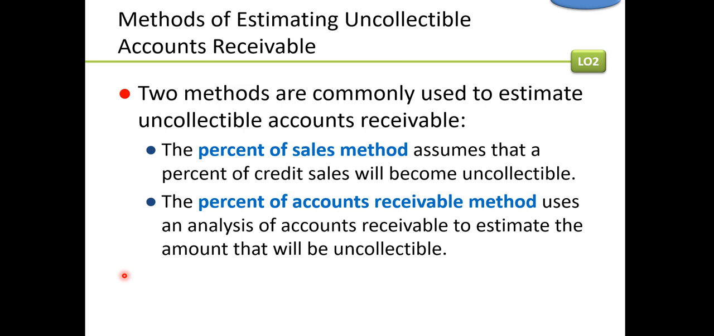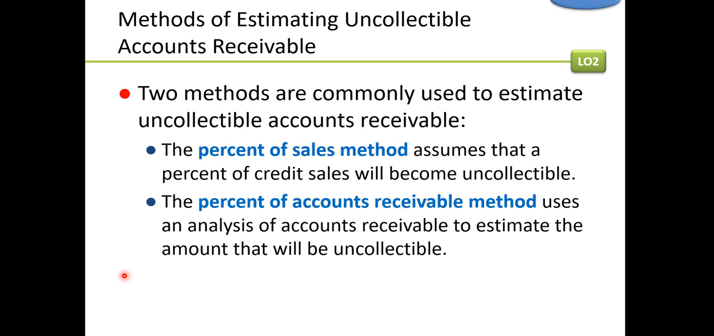The two methods that are commonly used for estimating your uncollectible amounts are, first, the percent of sales method. This is like saying, hey, I made $1,000 in sales this last month. That includes my cash and my on-account sales. I'm going to take 1% of that, which is $10, and I'm assuming those are going to be uncollectible.